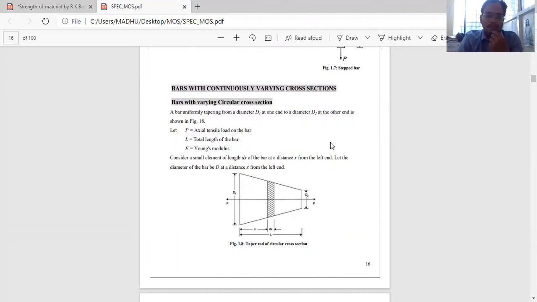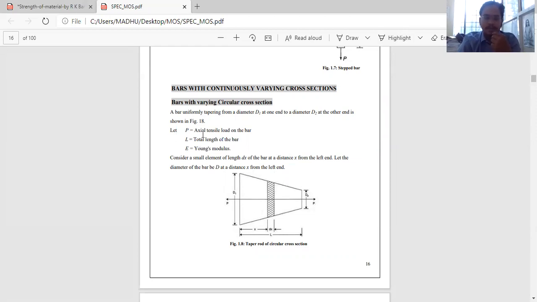Now, bars with varying circular cross sections. A bar uniformly tapering from a diameter d1. There is a bar with the diameter d1, and it is getting tapered to a diameter d2. At the other end the diameter is d2. It is clearly shown in this figure.